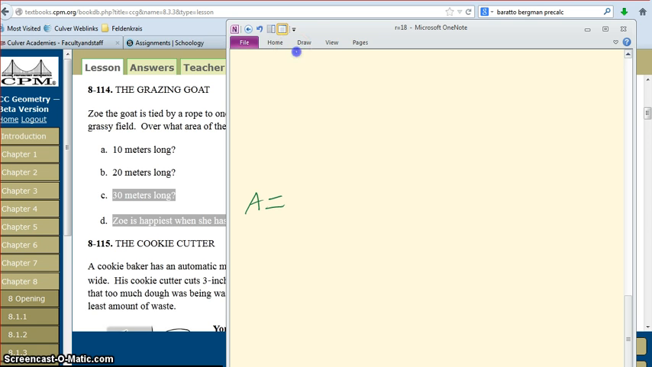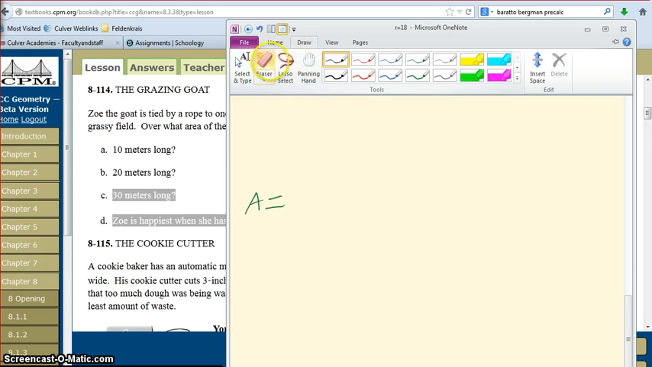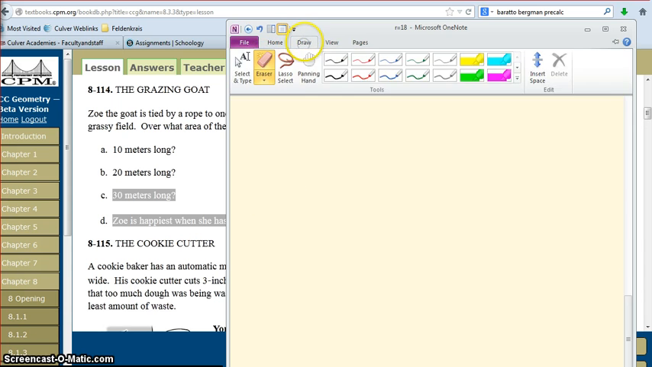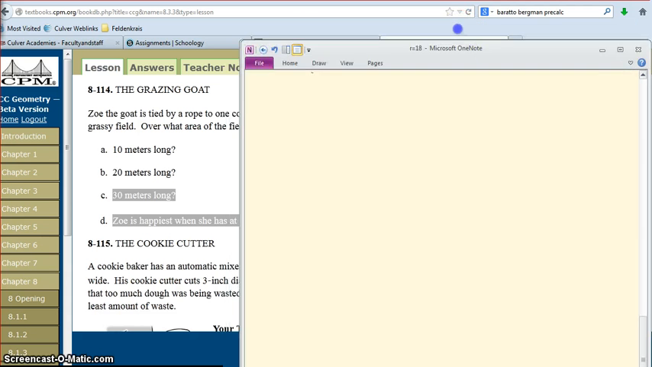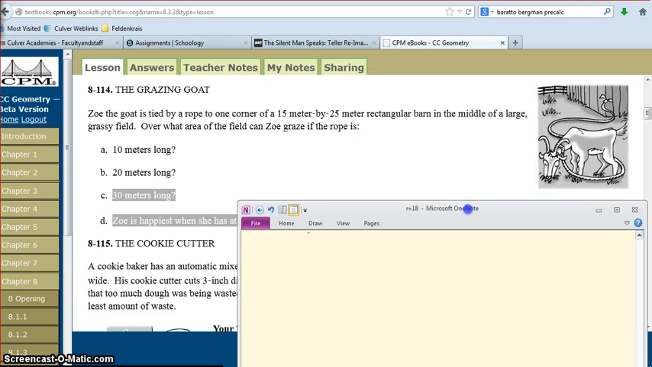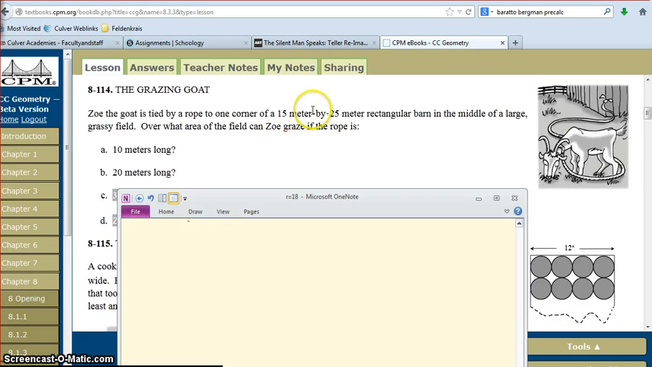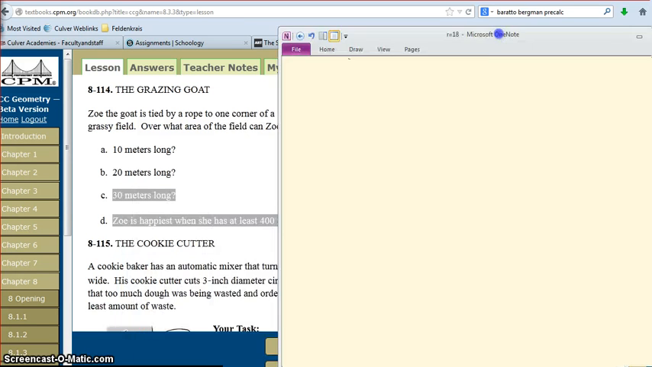Alright, so let's get down to it. We got this problem here called the grazing goat. So let's read the problem first. Zoe the goat is tied by a rope to one corner of a 15 meter by 25 meter rectangular barn in the middle of a large grassy field. Over what area of the field can Zoe graze if the rope is A, 10 meters long? Let's start with A, guys.